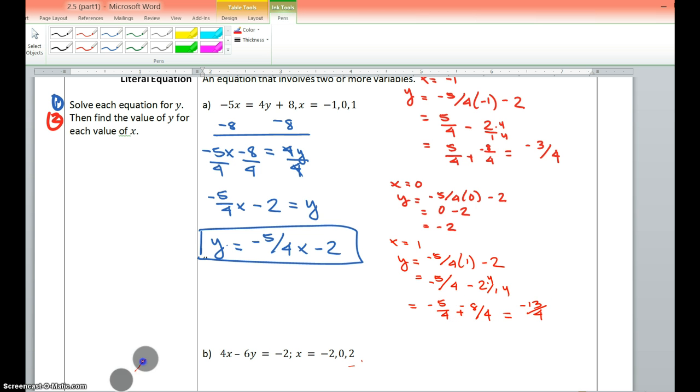So the two parts of this answer. Part 1, solve for y. Part 2, my solutions were negative 3 over 4, negative 2, and negative 13 over 4.